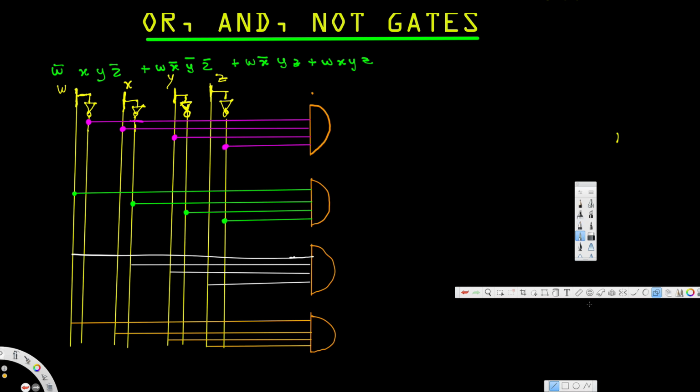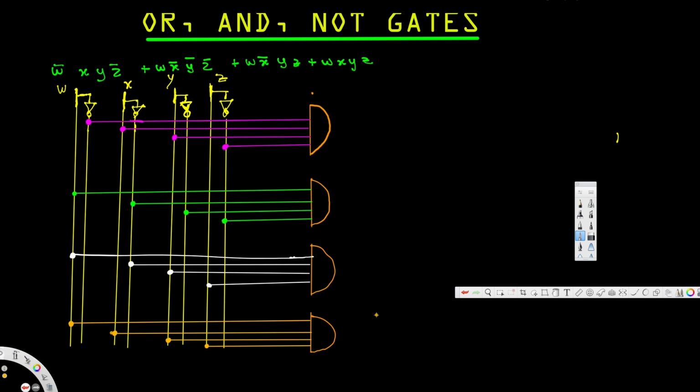Now we have to put points in all the places it's touching. So here we have to have a point. This is a point, this is a point, this is a point, this is a point, and for this one we have a point right here, point right here, point right here, point right here. Okay, now we have created 4 AND gates.